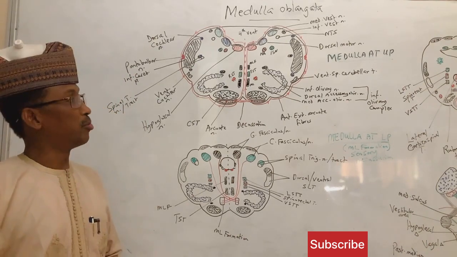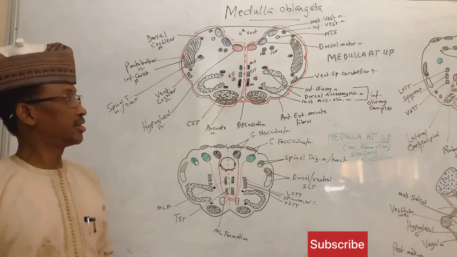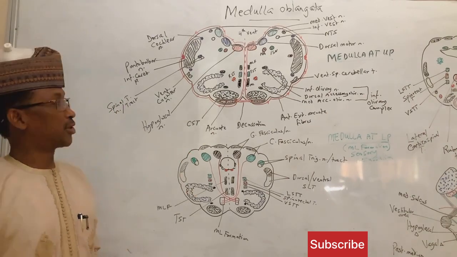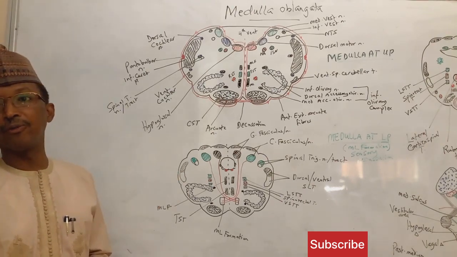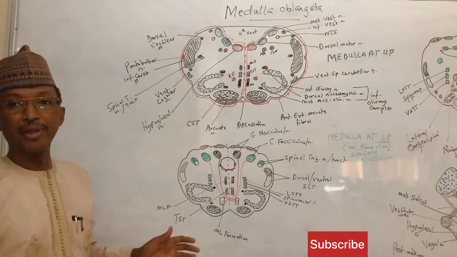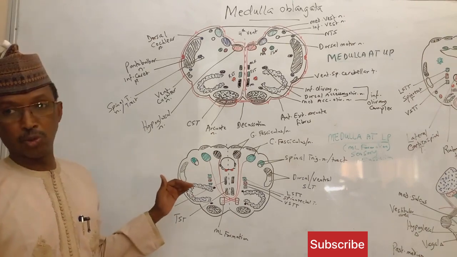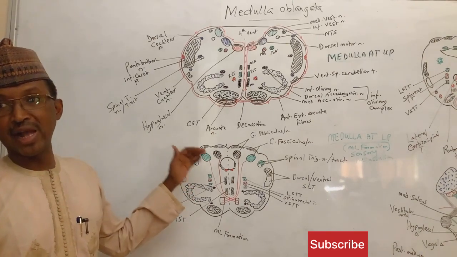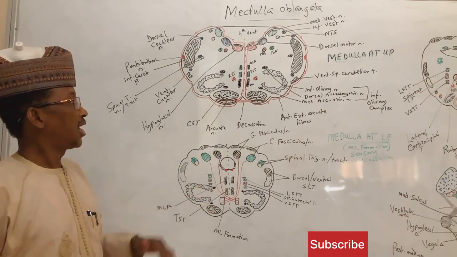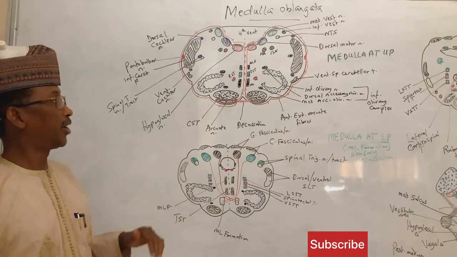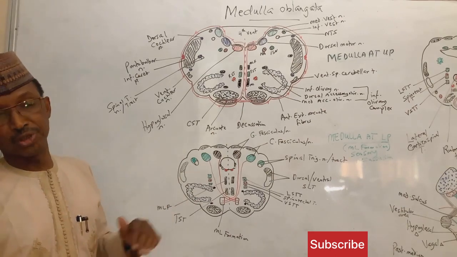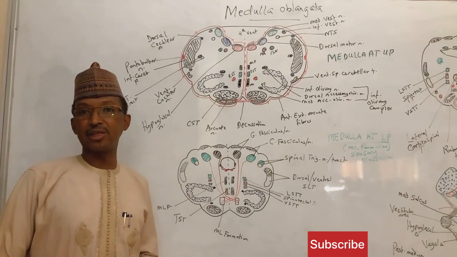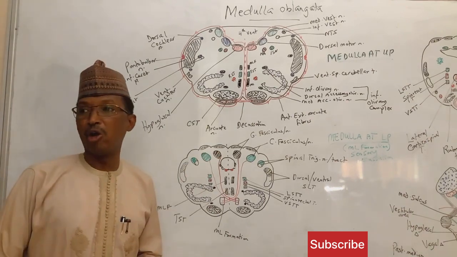Today, as we promised, I'm going to discuss the cross-sections of the medulla oblongata. Previously, I discussed the sections of the midbrain at the upper and the lower level, that is at the level of the superior colliculus and the level of the inferior colliculus. Similarly, I also discussed the cross-sections of the pons at the level of the trigeminal nerve and also towards the level of the ponto-medullary junction. So today, the discussion is to do with the medulla oblongata.